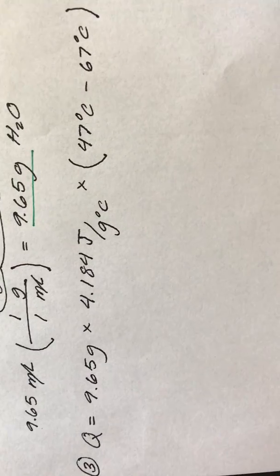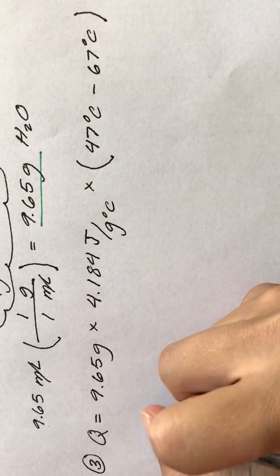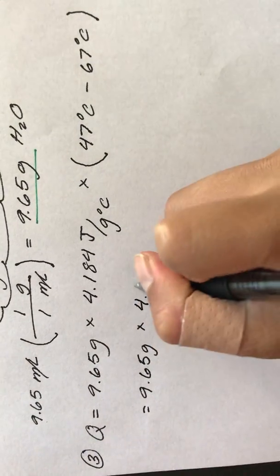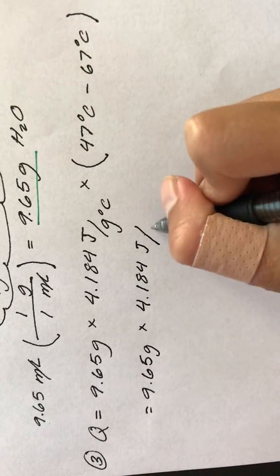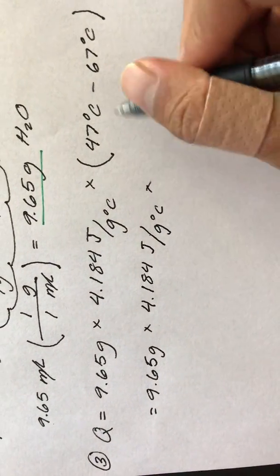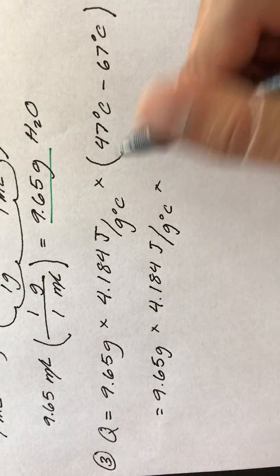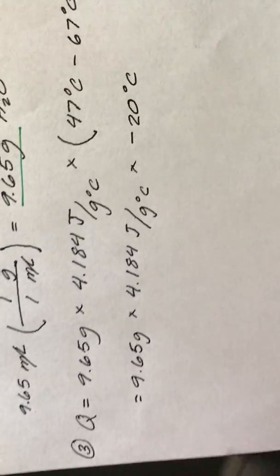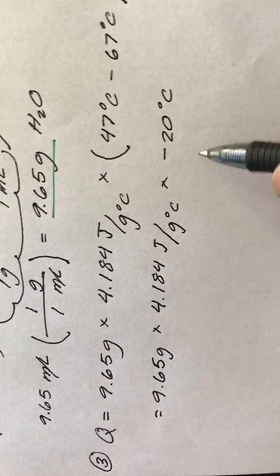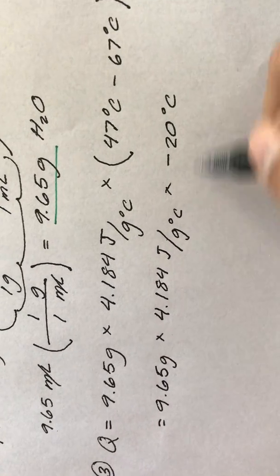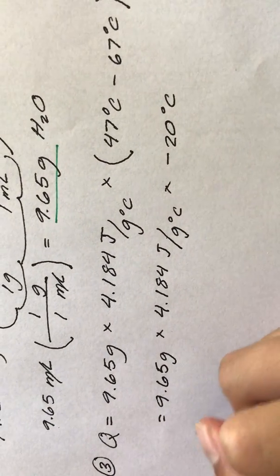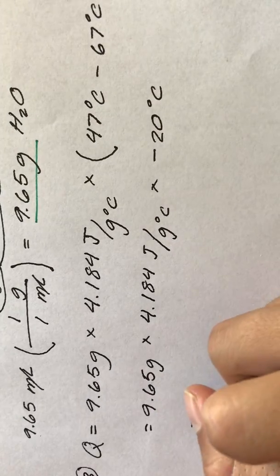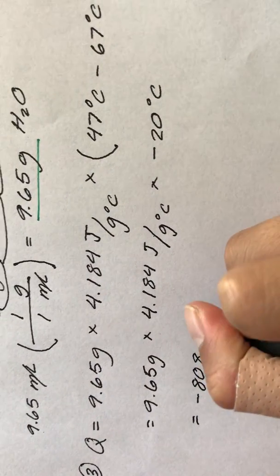Alright, and from there, we can just rewrite this area right here first: grams times specific heat. And we can subtract 47 minus 67, which should give you negative 20 degrees Celsius. After doing so, to find Q, you would just multiply these across. This would give you negative 808 joules.